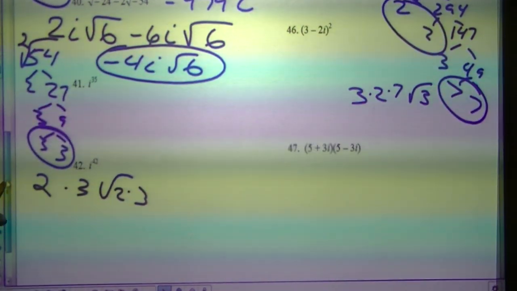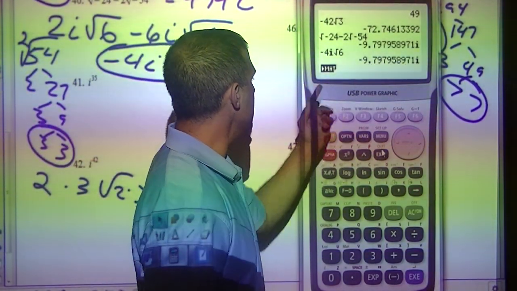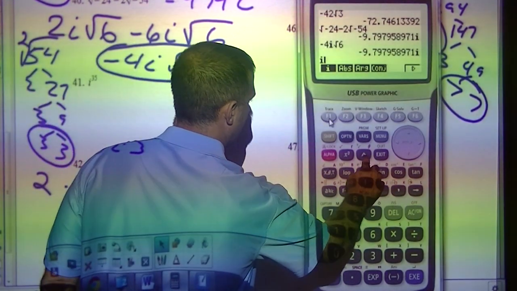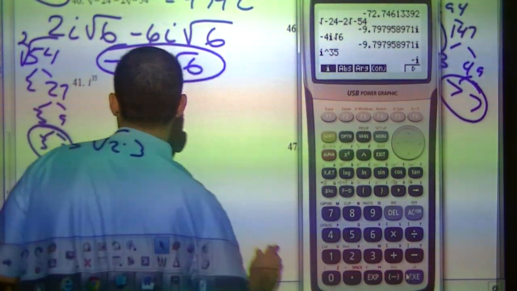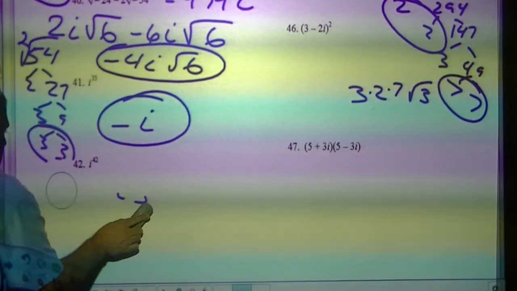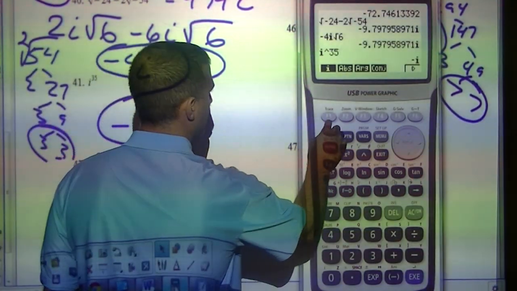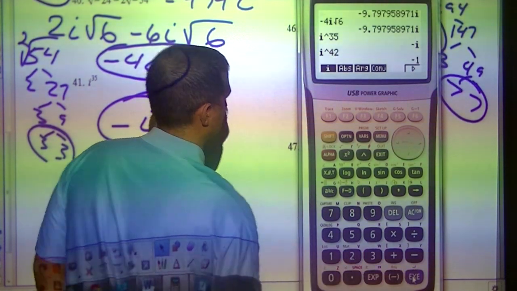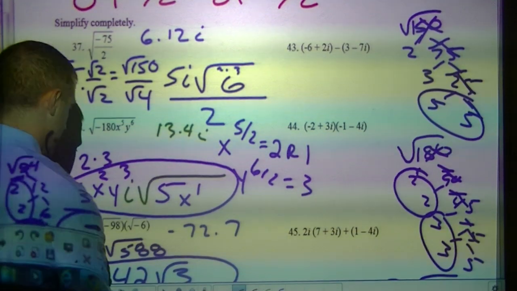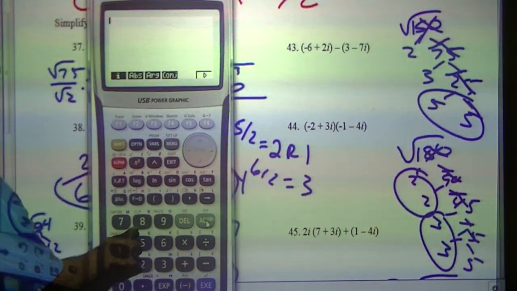These other ones are pretty easy. If you're ever at this screen, option complex allows you to type in the i. So it's just i to the 35, which is negative i. Pretty simple. I'm going to erase this so we don't get confused. i to the 42 is negative 1. Pretty easy. Let's go up to 43. All this is right now is just typing stuff into the calculator, almost like freebies.